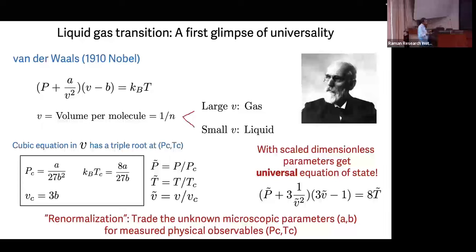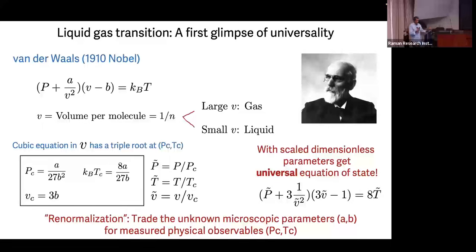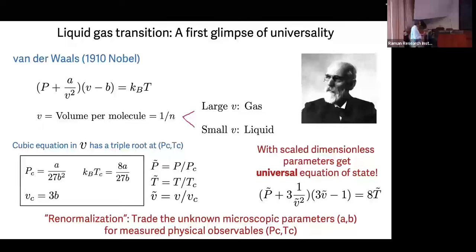I can measure PC, I can measure TC directly. And once I do that, I have traded what I didn't know for something that I can now measure. This is an example of renormalization, where you can trade unknown microscopic variables or coupling constants for things that you can actually measure in a lab to fix certain things. And once you fix certain things, then you find that there is some kind of universal behavior.